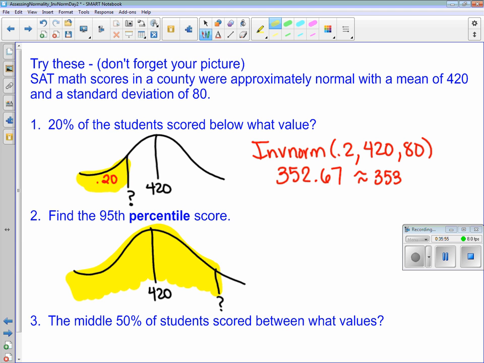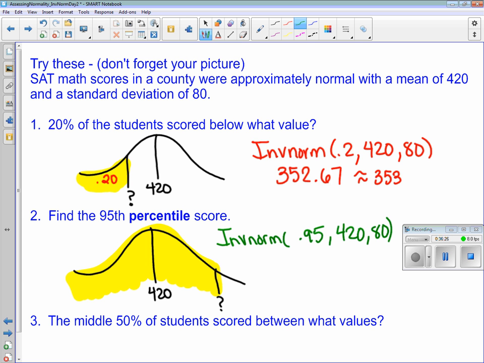Okay, and how did you get that? Tell me what you typed exactly into your calculator. I want to see your work. Inverse norm. You don't put 0.2 at all. You just type in what? There you go. You change the 0.2 to 0.95. Good. All right, and when you did that, what'd you get?